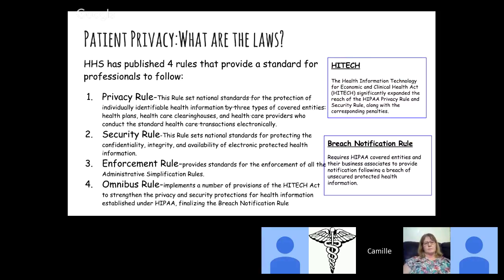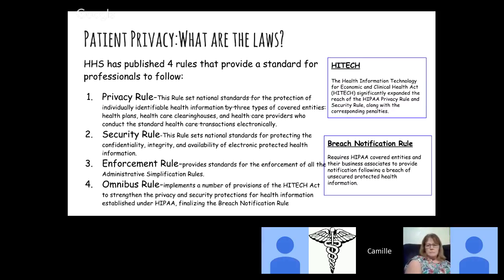So the HHS has published 4 rules that provide a standard for the professionals to follow. The 4 different ones are the privacy rule, security rule, enforcement rule, and the omnibus rule. The privacy rule set national standards for the protection of individually identifiable health information. And it did this through 3 different covered entities that include health plans, healthcare clearinghouses, and healthcare providers who conduct the standard healthcare transactions electronically.